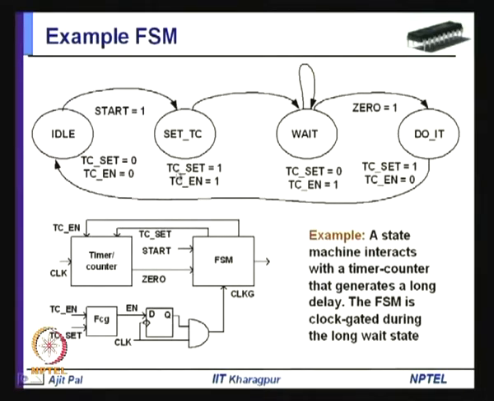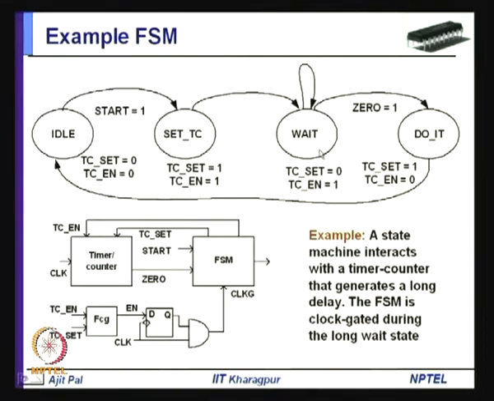So, it outputs these two outputs to the timer counter. The timer counter is enabled and these two signals are applied. After this is done, the countdown will continue, and the machine will go to the timer, and the finite state machine will go to the wait state.